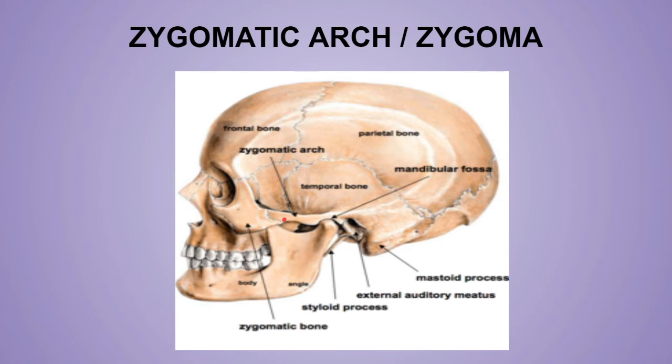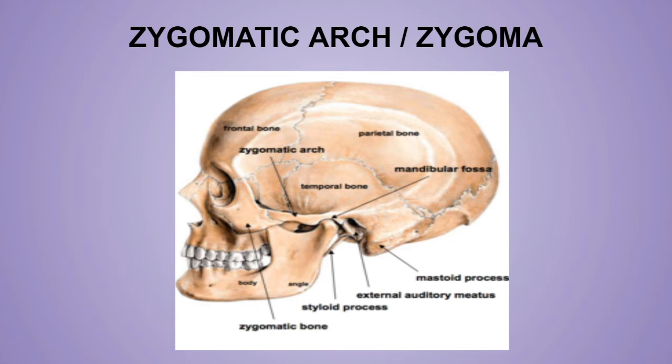Now above the zygomatic arch, there will be the temporal fossa, which is filled by the temporalis muscle, as the name says, and attached to the lower margin of the zygomatic arch or zygoma is where the masseter muscle, the main muscle for the mastication process, will be attached.